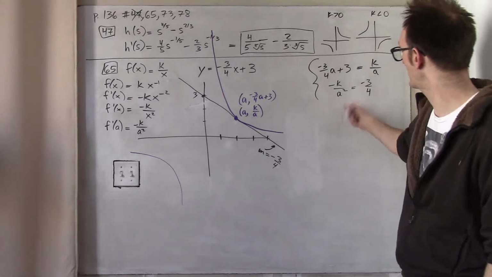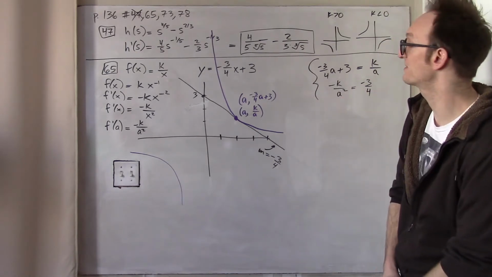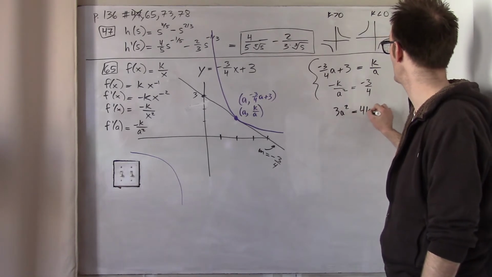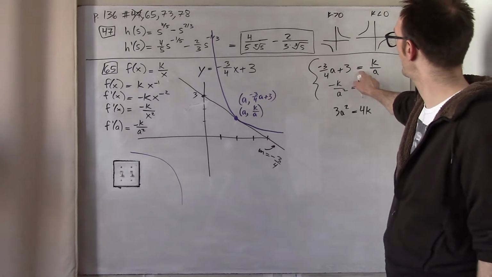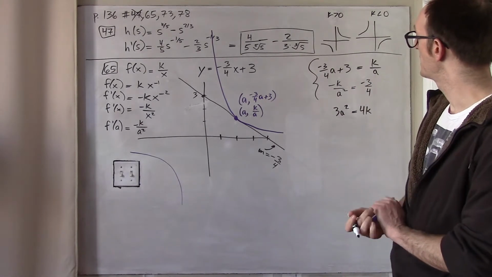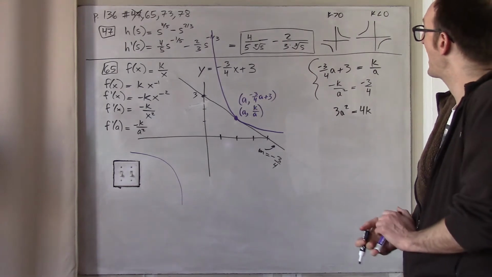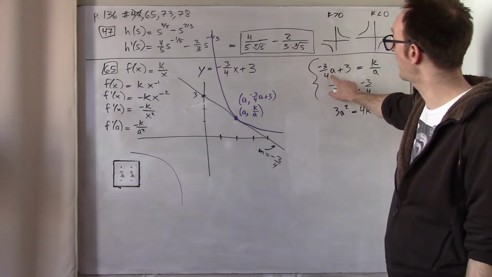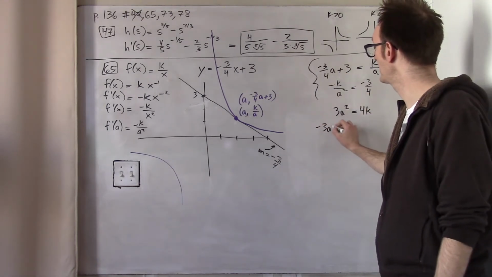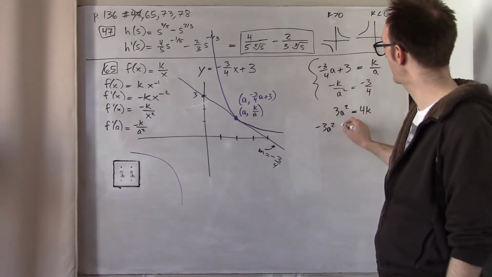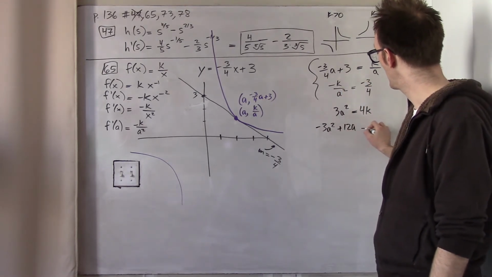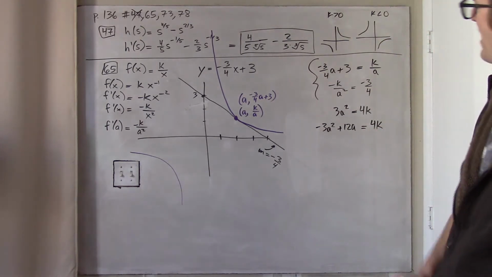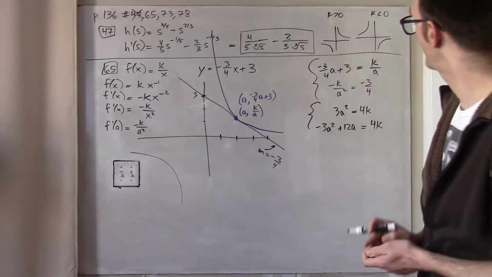Well, in the second equation, I can cross multiply, and the negatives cancel as well. So I get 3a squared equals 4k. And in this first equation, I just don't want any fractions, so I'm going to multiply through by 4a. Multiplying through by 4a is going to kill all the fractions. So if I multiply this by 4a, the 4 cancels and I get negative 3a squared. If I multiply this by 4a, I get 12a, and I multiply this by 4a, I just get 4k. That seemed to be a very good method for simplifying this system.